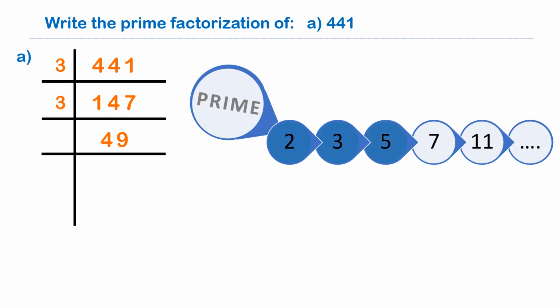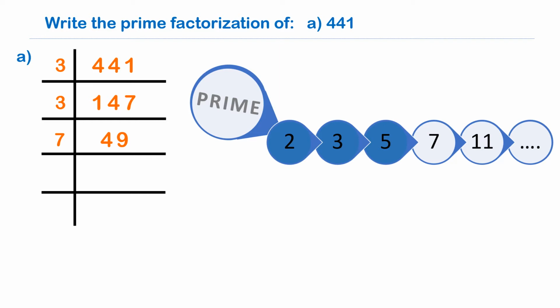Then we take the next number, 6. Again, 6 is a composite number, so we leave it. Then we take the next prime number, 7. And yes, 49 is divisible by 7. So write 7 to the left of 49 and divide.